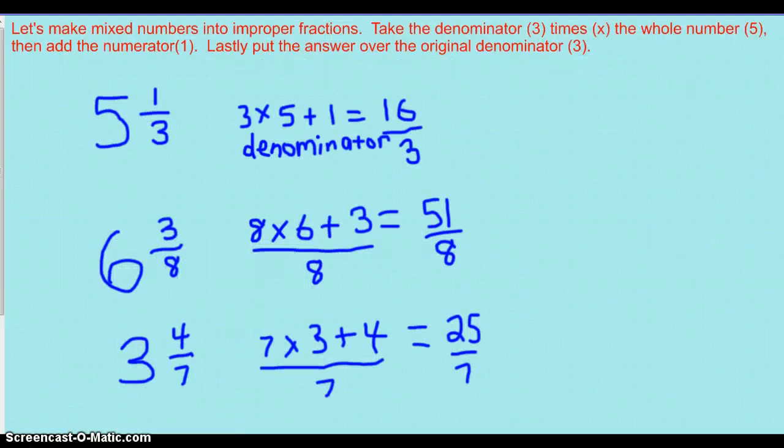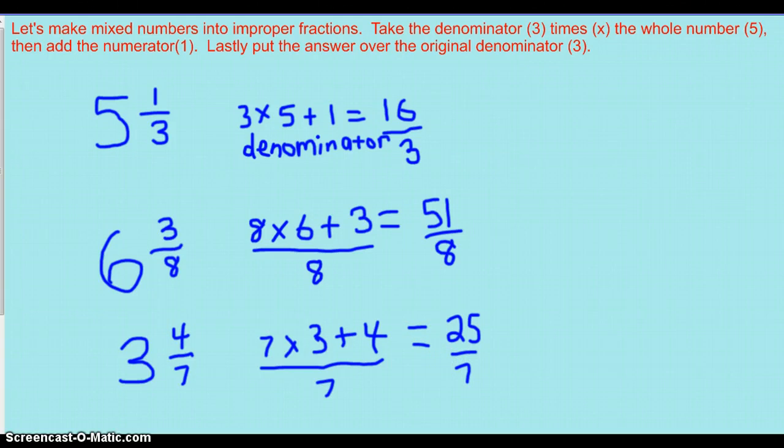Here's something even easier. Let's make mixed numbers into improper fractions. Take the denominator times the whole number and then add the numerator. Lastly, put the number over the original denominator. So I showed you 3 is my denominator times my whole number plus my numerator. I did it on all of these, and the denominator stays the same. So I just wrote them down below and solved them. That's how you do it.